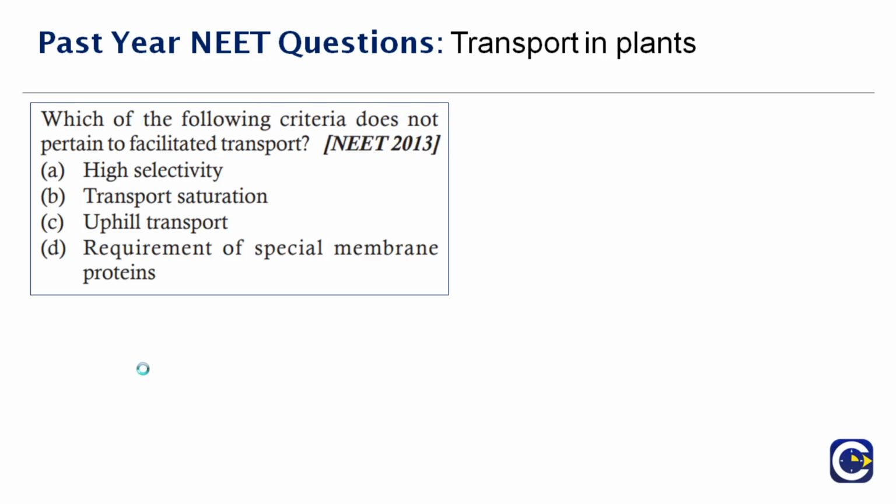Now let's move to the next question here. This question was asked in the year 2013. Which one of the following criteria does not pertain to facilitated transport? Now you should know what facilitated transport is. We know there are different types of transport. What are the different types of transport that you know? It can be active, passive.